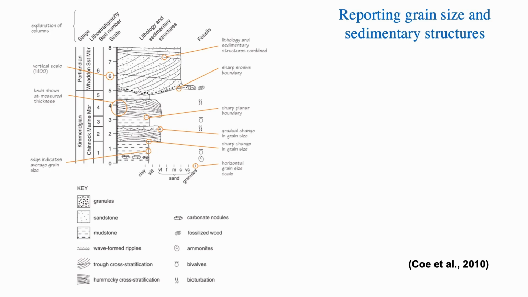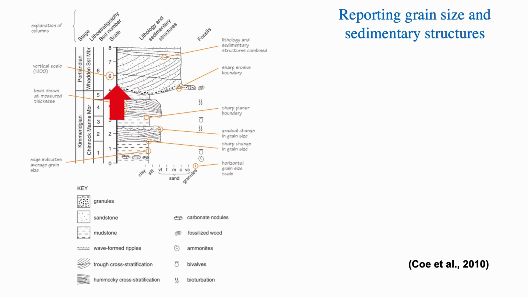Notice that this log starts at zero. Now, zero is an arbitrary reference. It's just a point in the section. And this is a land-based section. And the reason I know this is because zero starts at the base, and then meters go up the scale. So that's typically the way you would report a log on a cliff, for instance. You naturally start at the base, the older sediments, and you move your way up towards the younger sediments.